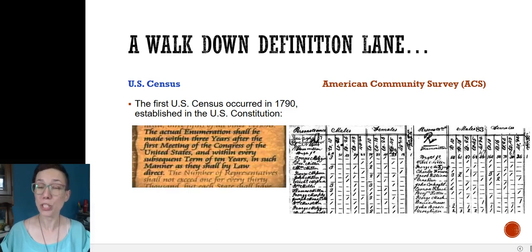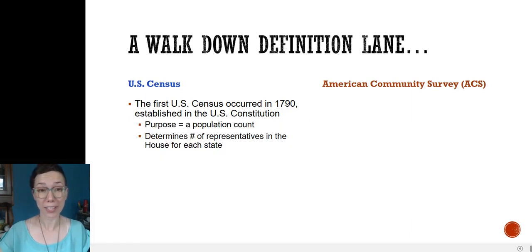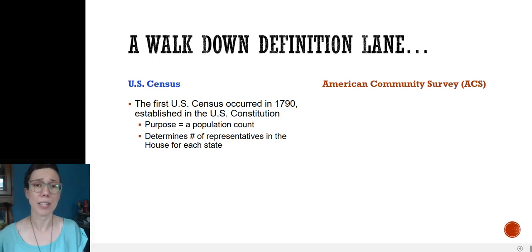This is actually written into our U.S. Constitution. We've had censuses being collected here in the United States since 1790 as a way of tracking our population. So it really is a population count as a purpose. However, much like the previous video, we see statistics being used to guide policy decisions as well.